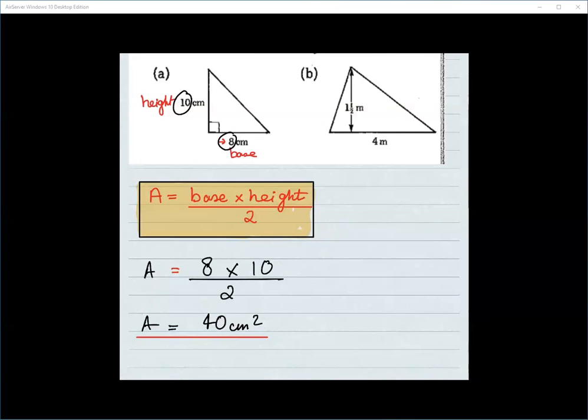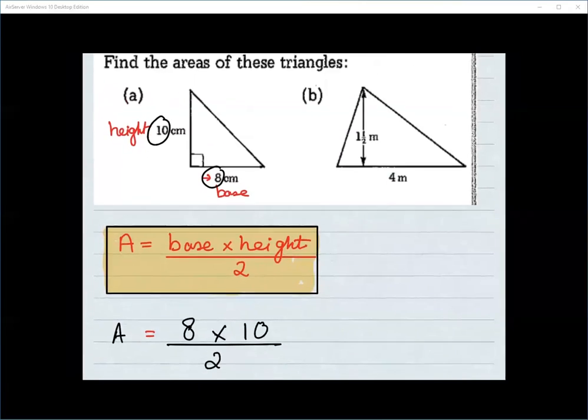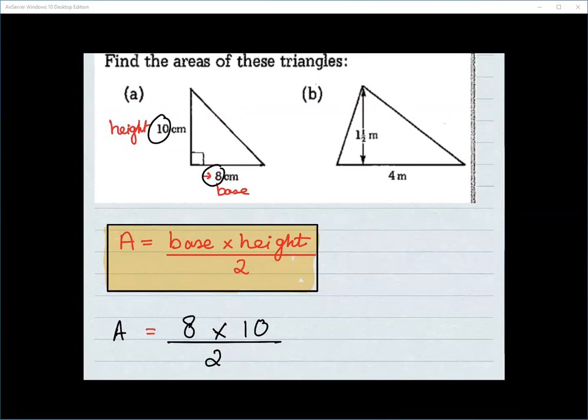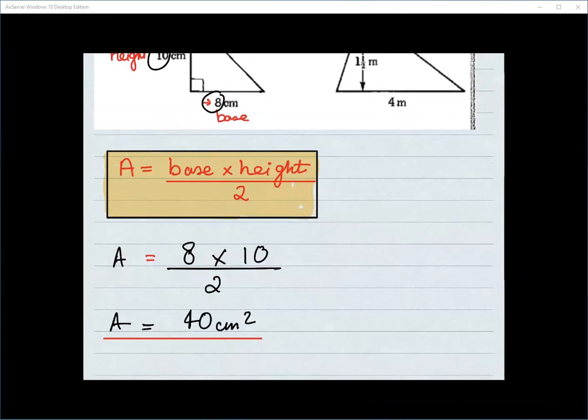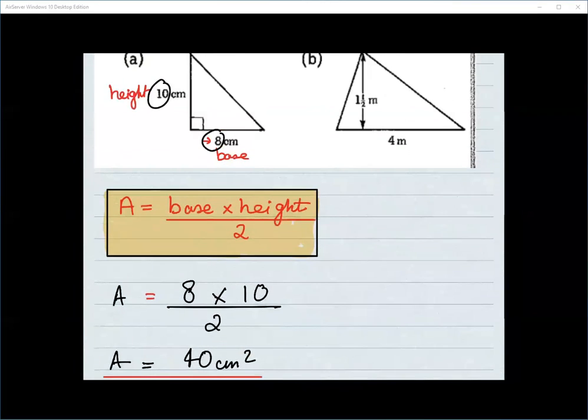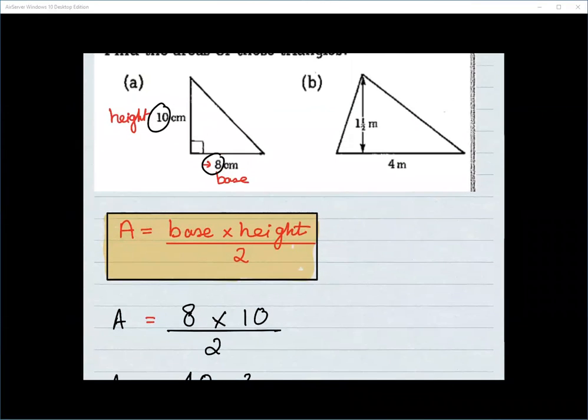For question B, I need Sarah to join me, please. Sir, why is it divided by 2? That's how you work out the area of a triangle. You have to divide it by 2 because the triangle takes half the space of a rectangle that it contains. So for example, if you turn this into a rectangle here, the base times by the height will give you the area of the whole lot. But what you have to understand is the triangle is only half of the space. So that's the reason why we divide it by 2. I hope that answers your question.